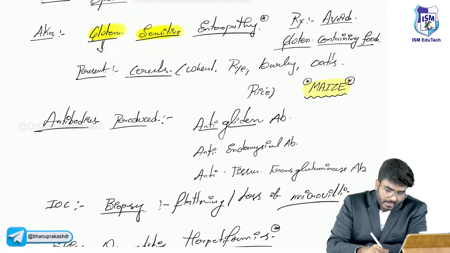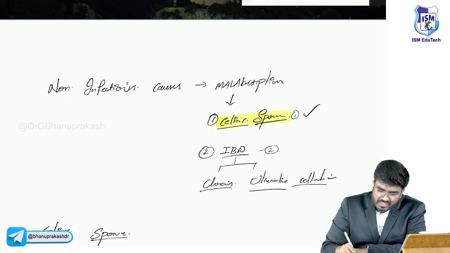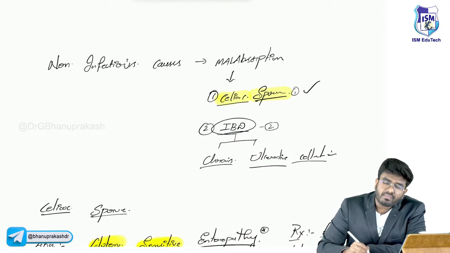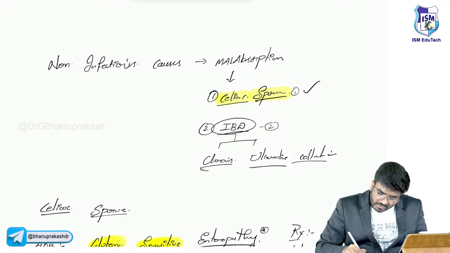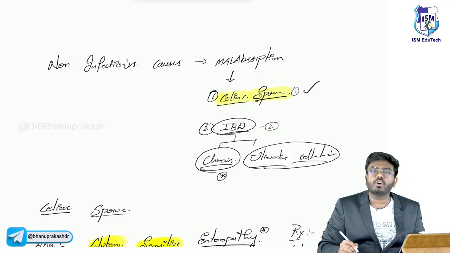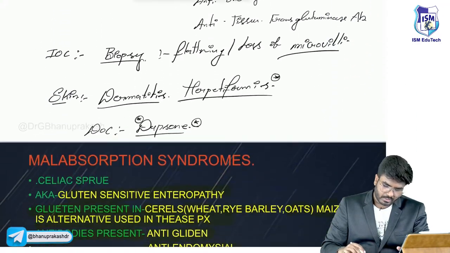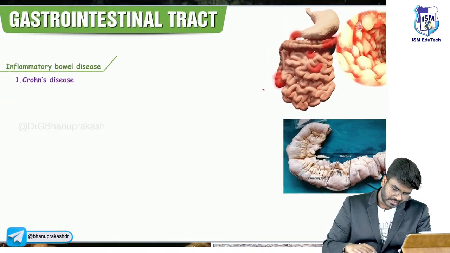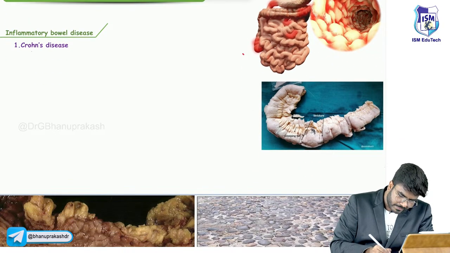Now, after celiac sprue, what we have to discuss is the inflammatory bowel diseases. IBD, inflammatory bowel diseases. What are the two inflammatory bowel diseases? First is Crohn's disease and second is ulcerative colitis. Now, let's begin with Crohn's disease. The first inflammatory bowel disease that I am going to discuss here is Crohn's disease.